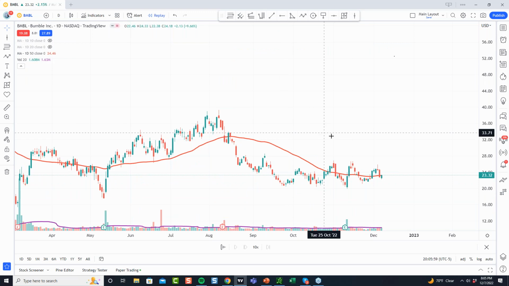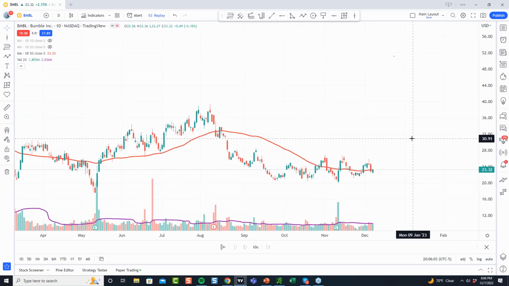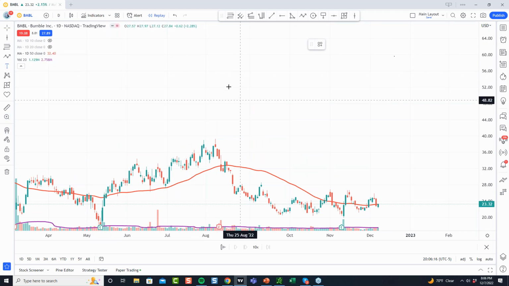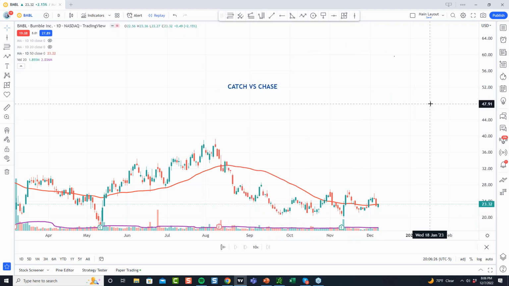So the next step is I want to now introduce entry strategy. Okay, how do we actually catch the breakout? The phrase or the words that is most important is a distinction. Okay, catch versus chase. Catch a breakout, not chase a breakout.